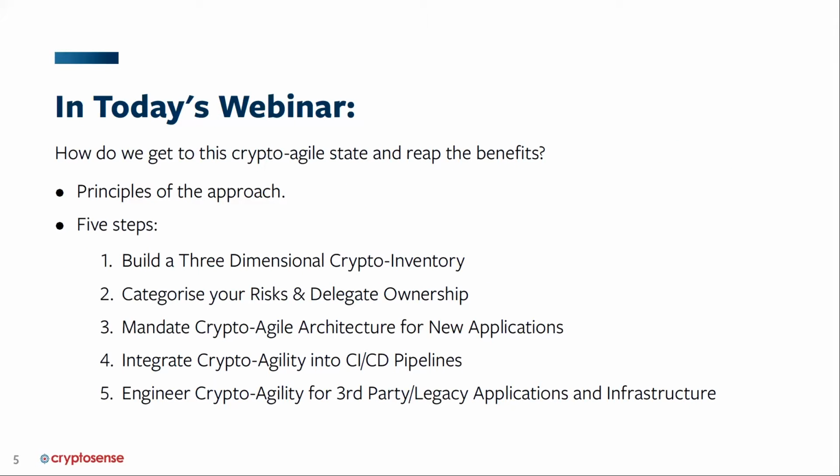So how do we get to being crypto-agile, and how do we do that in a way that we can reap these immediate benefits? In today's webinar, we're going to put forward our 5-step approach to this that's been built up on the ground with our customers. I'm going to explain the principles of the approach, and then we're going to go quickly through these 5 steps. We won't have time in the webinar to go into a huge amount of detail on each of these, but at the end of the webinar, we're going to be releasing a white paper on the subject of getting your organization crypto-agile, which really includes a deep dive on all of these subjects.